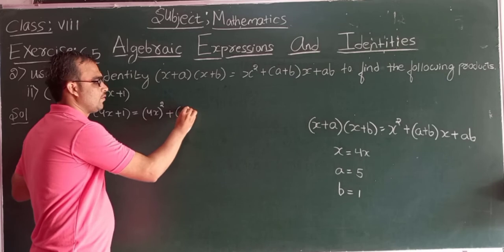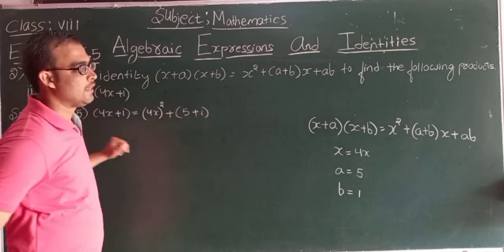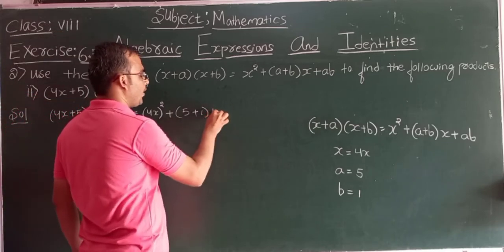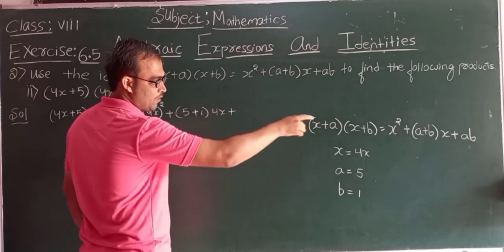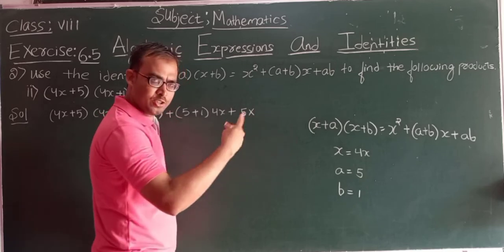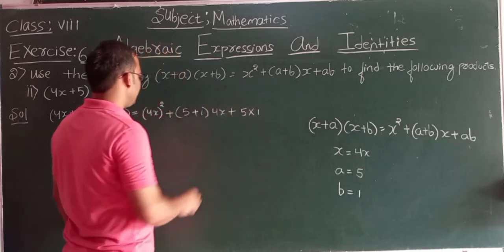Here a is 5 and b is 1, into x. What is x? x means 4x. Plus ab. So look at the formula: ab means a into b, and a is 5 and b is 1.